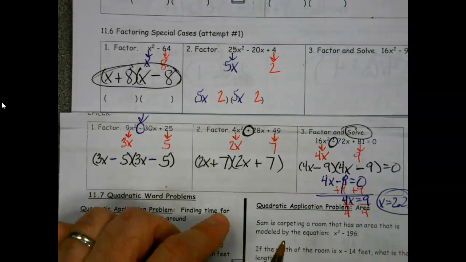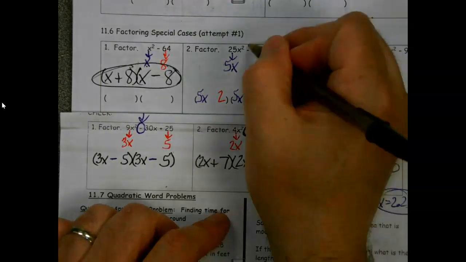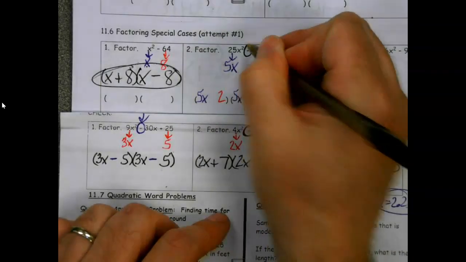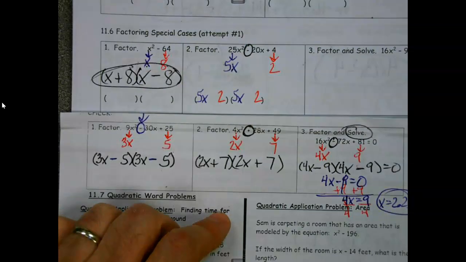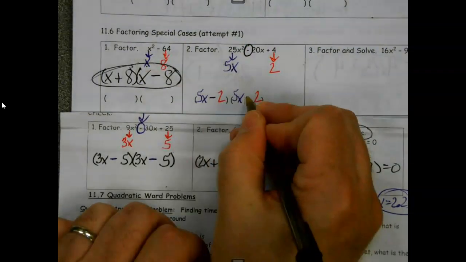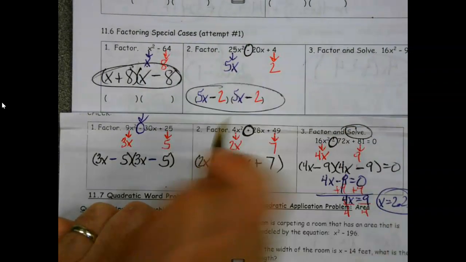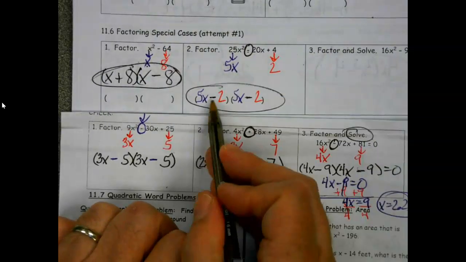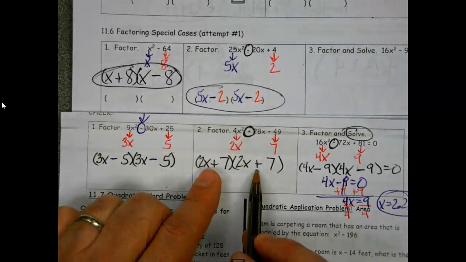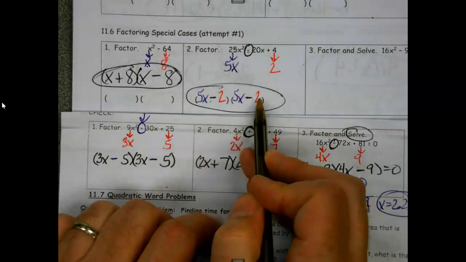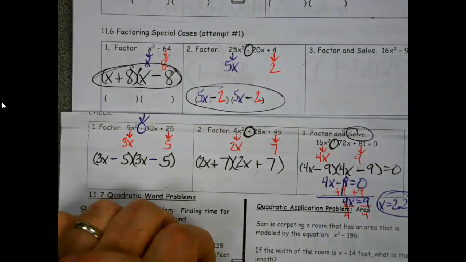Now this time though, whatever sign is in the middle on my perfect square trinomial is the sign I got to use for both of them. So if that's plus, these are both plus, like it was down here in the example. If this is minus, these are both minus, just like it is for ours.